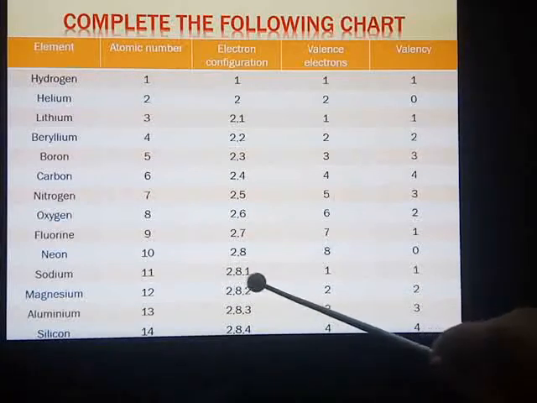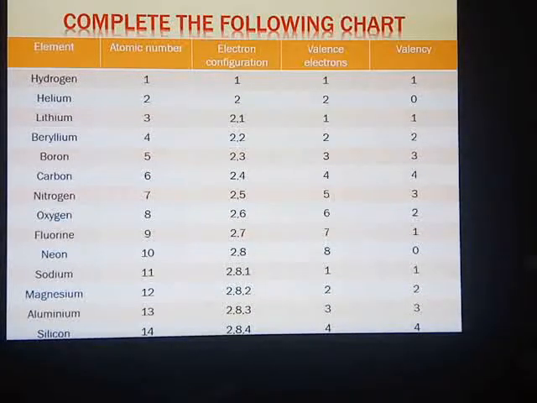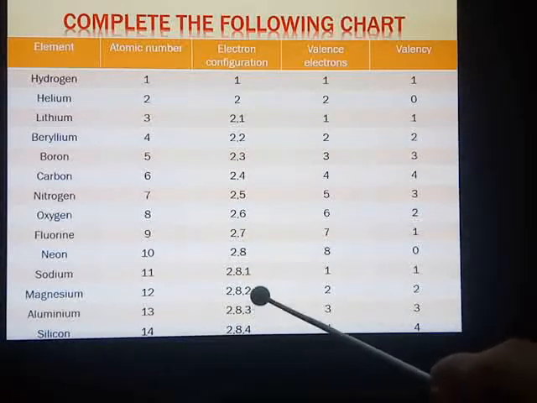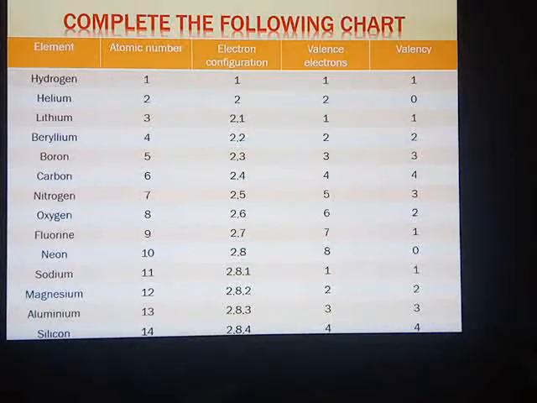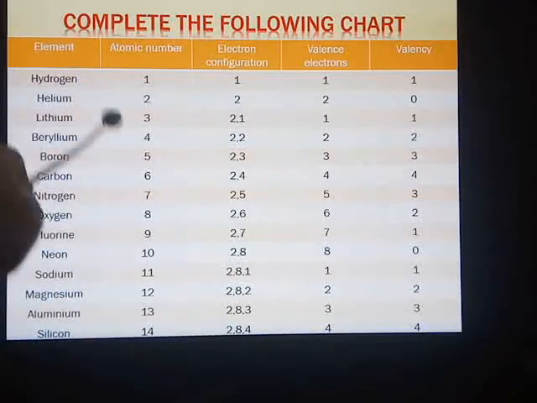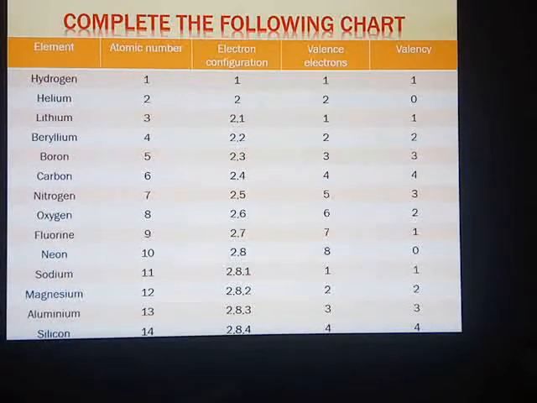Sodium 11, 2, 8, 1. In the third shell 1 electron is there, so that becomes your valence electron, valency is 1. Similarly for magnesium it is 2, aluminium it is 3 and silicon it is 4. So this is the chart which is given on page number 54. Now based on this chart I can ask you the valency of any element in the exam. You will not be provided with the atomic number also. So your duty is you should know the atomic numbers at least up till the first 14 elements which are given in your textbook, and from the atomic number you have to find out the valency.